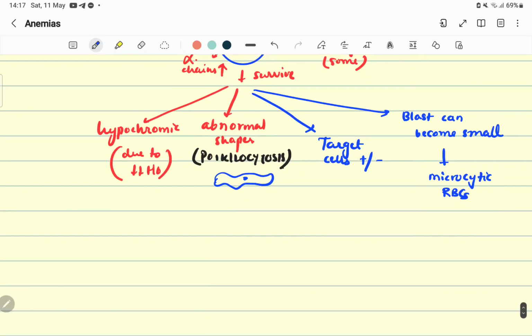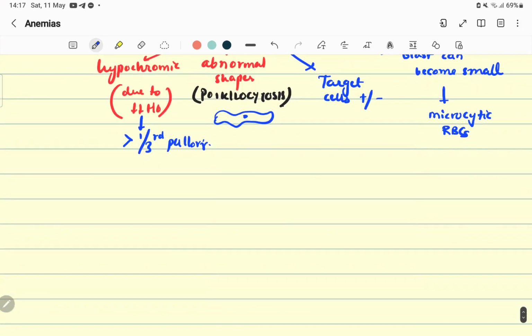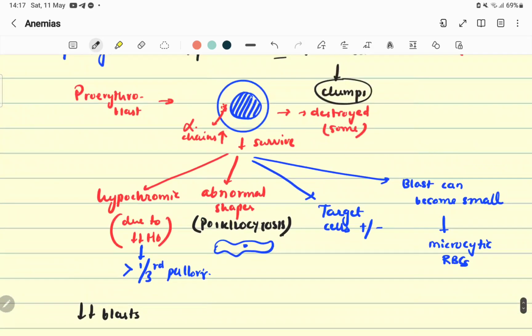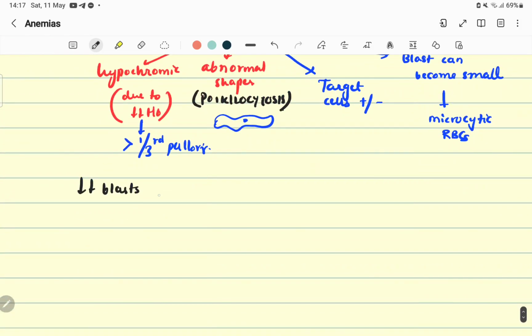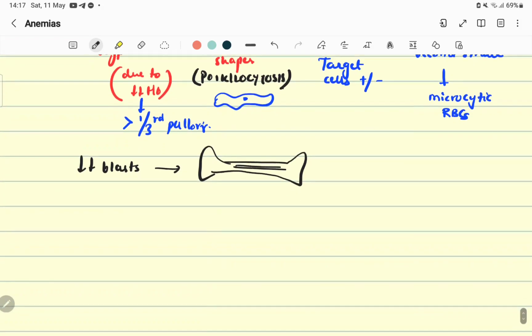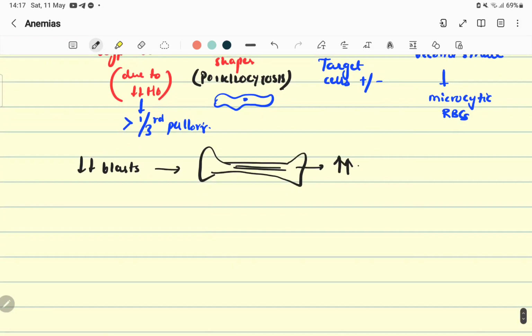Hypochromic means decreased hemoglobin, so we'll have more than one third central pallor. Another thing is that there are decreased blasts, as some have died or been destroyed. With decreased blasts, the bone marrow will think it is not working well, so it will increase production. So there is bone marrow hyperplasia associated with that.